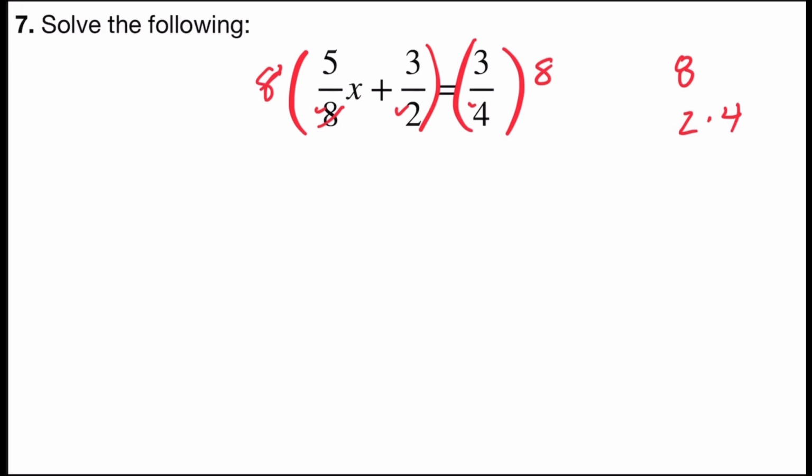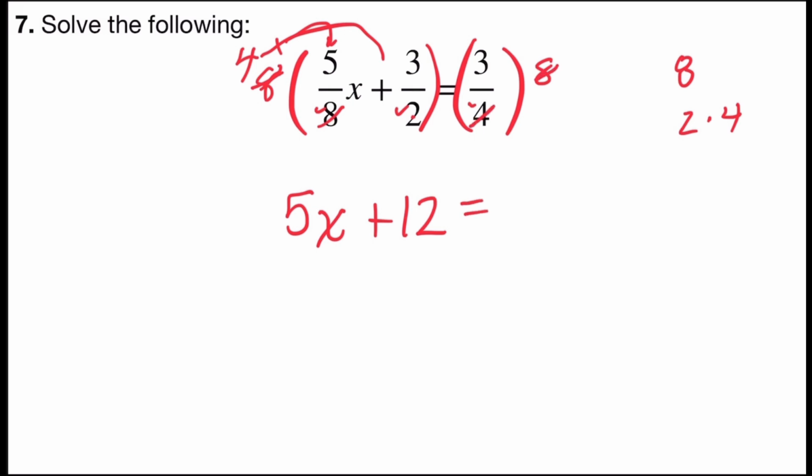8 divides into 8 one time, and 1 times 5x will be 5x. Plus 2 divides into 8 4 times, and 4 times the numerator of 3 will be 12. So the left side I have 5x plus 12. On the right side I'm going to do a similar process. 4 divides into 8 twice. 2 times the numerator, which is 3. 2 times 3 is 6.